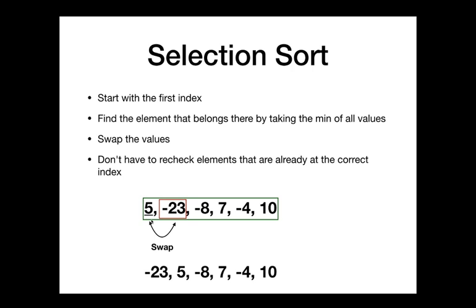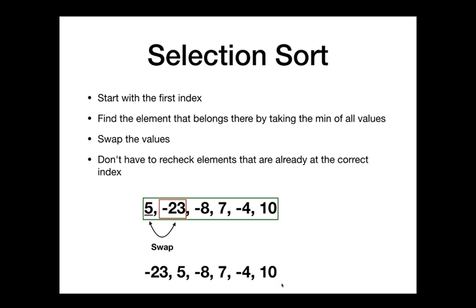So once I get true, I'm going to say, okay, this is the minimum value that I found so far. Then I'm going to say, is negative 8 less than negative 23? False. Is 7 less than negative 23? False. Is negative 4 less than negative 23? False. Is 10 less than negative 23? False. So when I get to the end of the list, the value that I was comparing to the other values was still negative 23. So I'm going to swap negative 23 and 5 to get this list in the end.